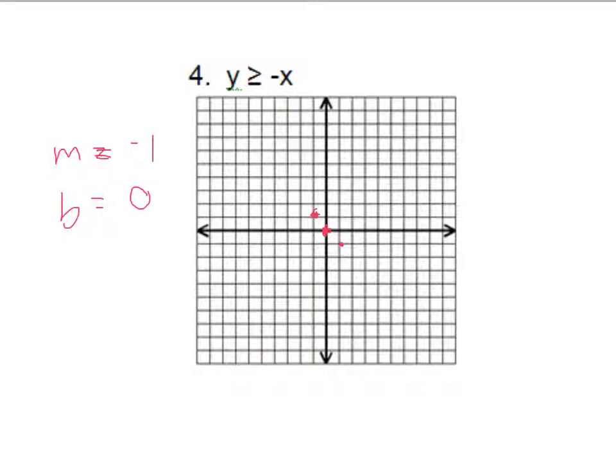Alright, now the line that I need to draw needs to be solid because I have the "or equal to" sign. So all the points on that line are a part of my solution. So draw my line. Now I have to think, where do I shade for this line? I can either shade above the line or below the line. I'm going to pick a point. I'll pick the point 2, 2, and plug those values in.